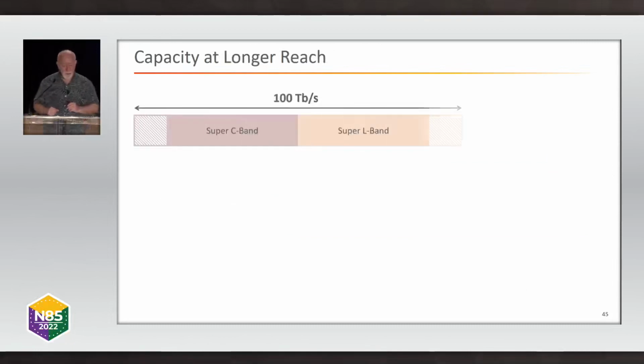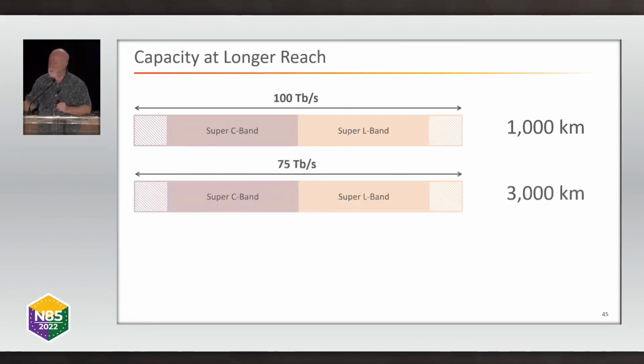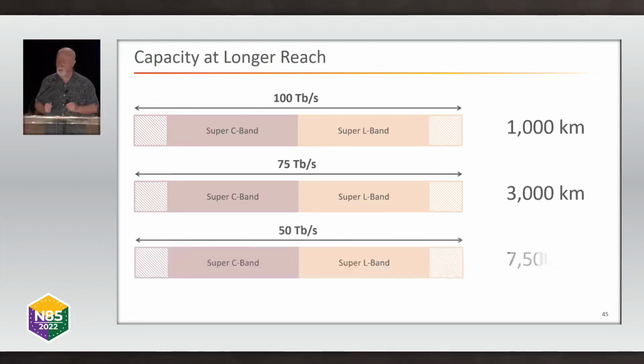Capacity at longer reaches is interesting because those capacity numbers that I've just been talking about will give you an optical reach of about 1,000 kilometers. If you need to go further, let's say 3,000 kilometers, you'll reduce the capacity of your fiber down to about 75 terabits per second across those two bands. And then if you go ultra long haul distances, you'll drop to about 50 terabits per second.